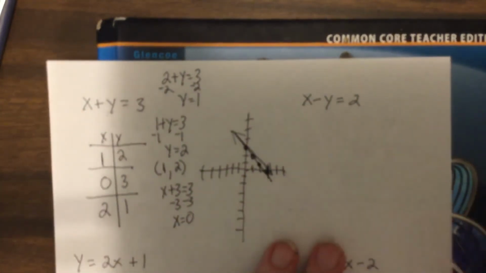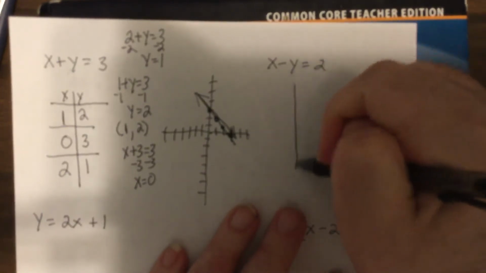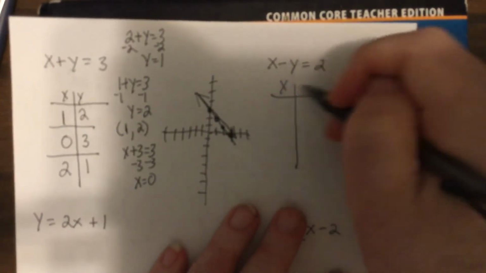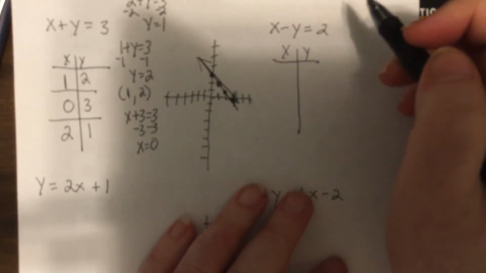So right now, I have a feeling you've done this before. So right now, find 3 ordered pairs for this equation for me and then turn me back on.